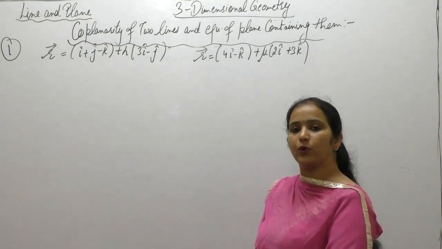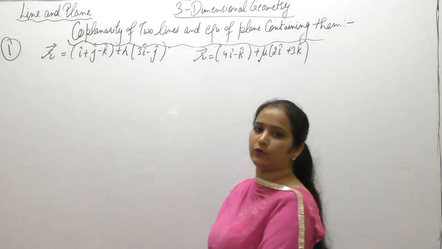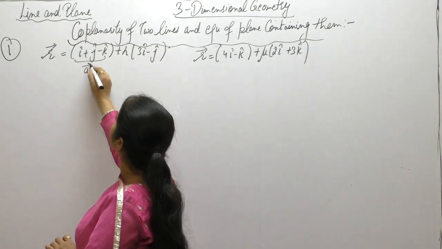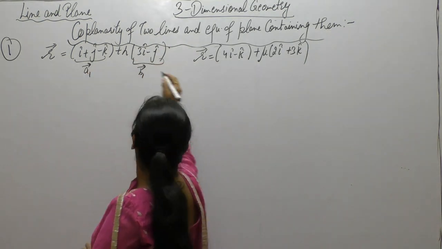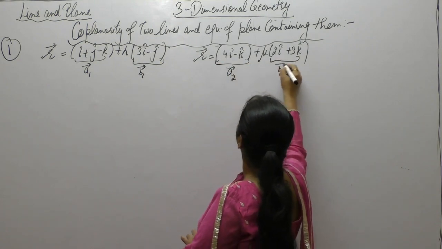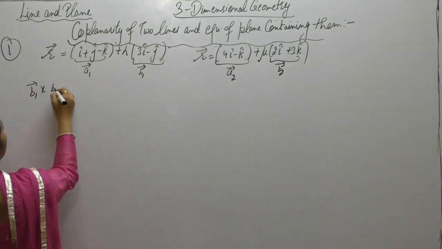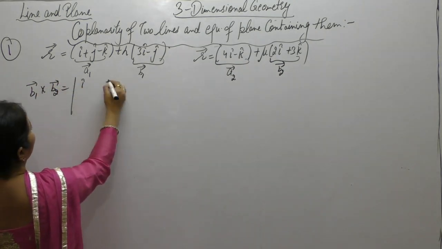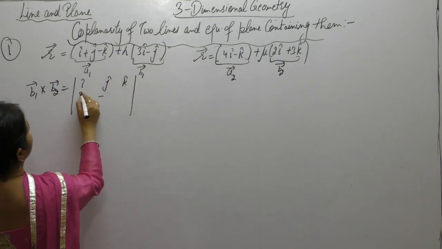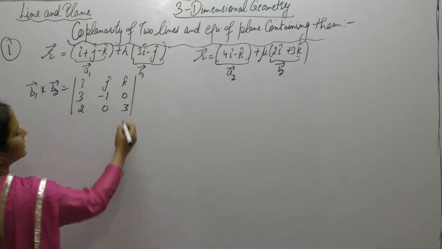Then we have to show a1 vector dot b1 cross b2 is equal to a2 vector dot b1 cross b2. Now what is a1 here? This is a1, b1, a2, and this is b2. First find b1 cross b2. b1 vector cross b2 vector, i, j, k. b1 is 3, minus 1 and 0. b2 is 2, 0 and 3.